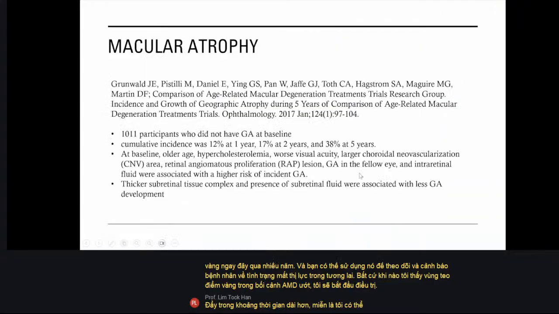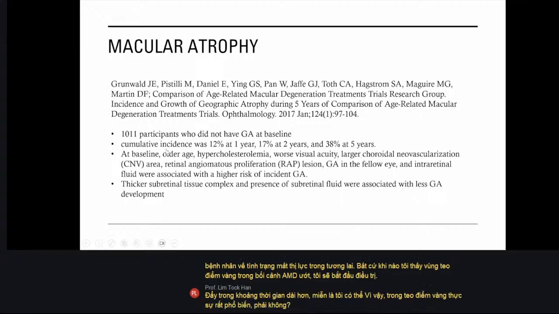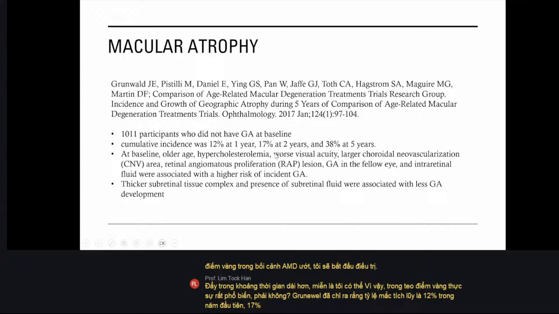So macular atrophy is actually very common, right? Grunwald has shown that the cumulative incidence was 12% at the first year, 17% at 2 years, and 38% at 5 years. So it's a real problem.